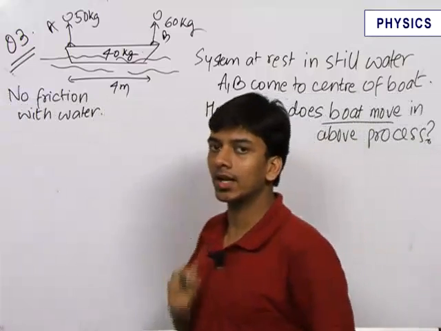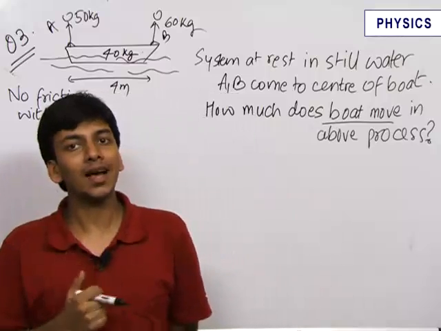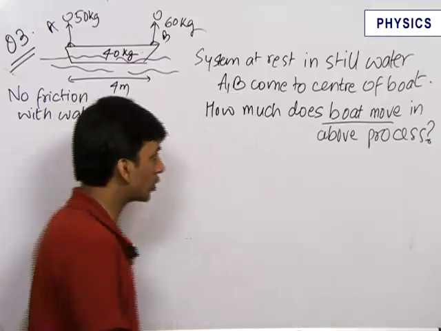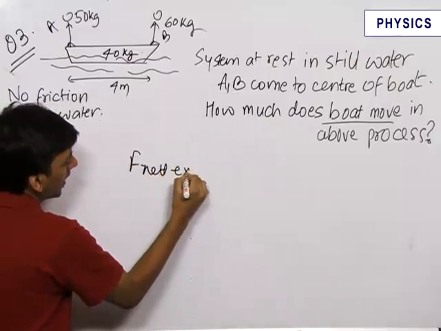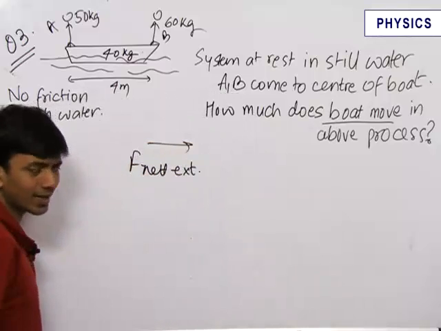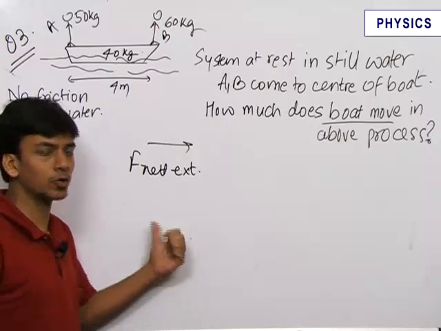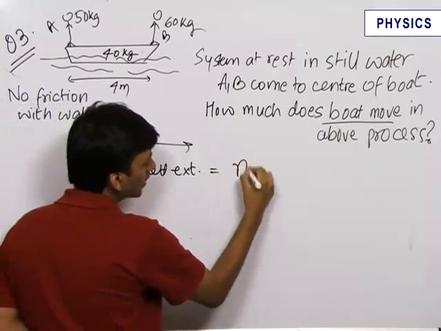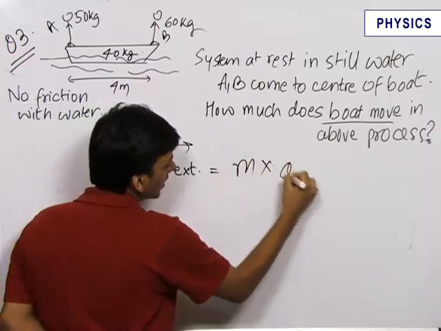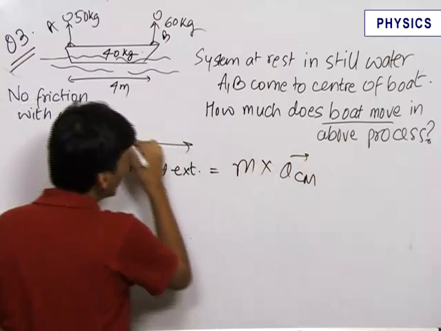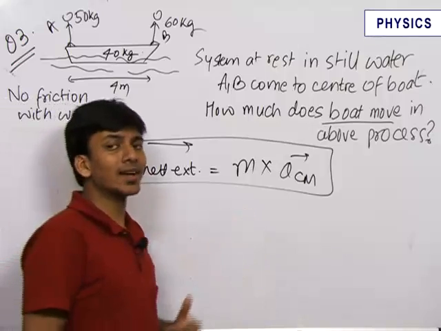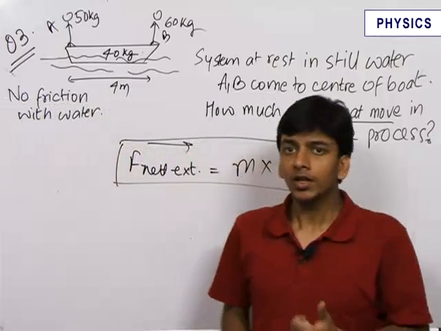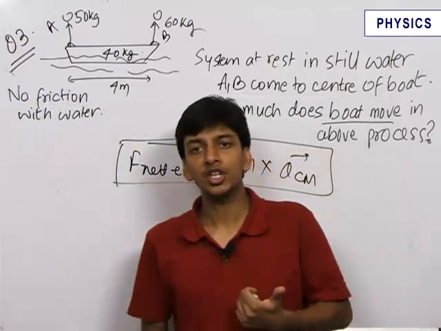So when the net external force is 0, we know that the acceleration of center of mass is 0, because the formula always is F net external, that is net external force, summation of all the external forces, is equal to mass of the object into acceleration of center of mass. This formula is always true. So when the acceleration of center of mass is 0, the velocity of center of mass will never change.